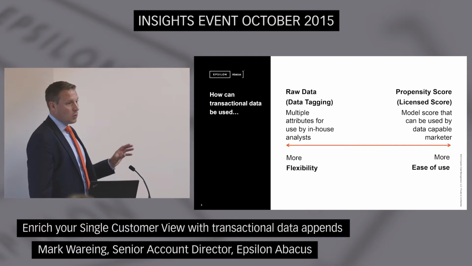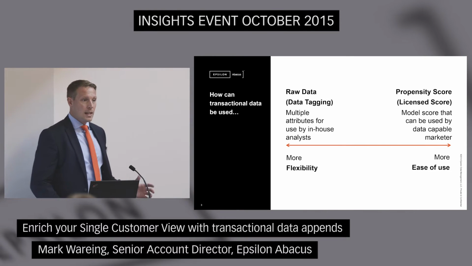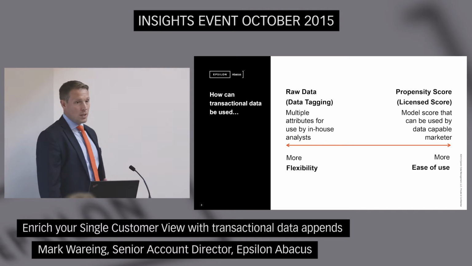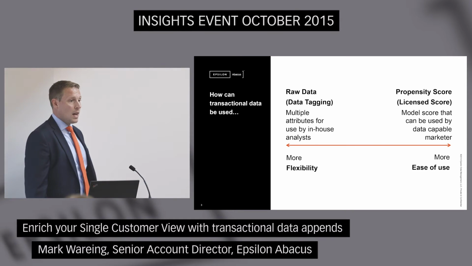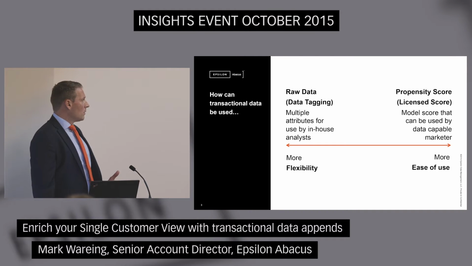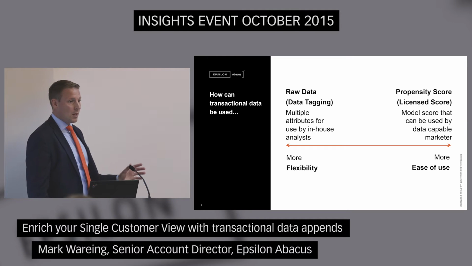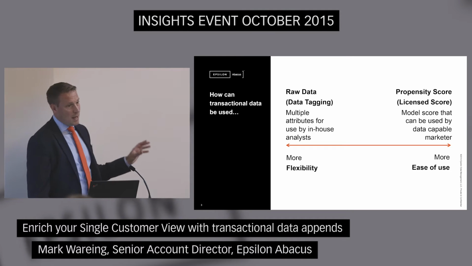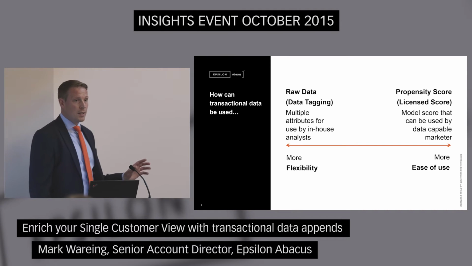Or you could look at the raw data, so we call this data tagging. And this is using aggregated transactional data across our 21 merchandising categories and gives actual spend and frequency variables appended against each customer record. Now, those products can be used by very large businesses and very small businesses, but what we would say about the license score is it's got more ease of use because it's a ready-to-use ranking system that can be easily integrated.